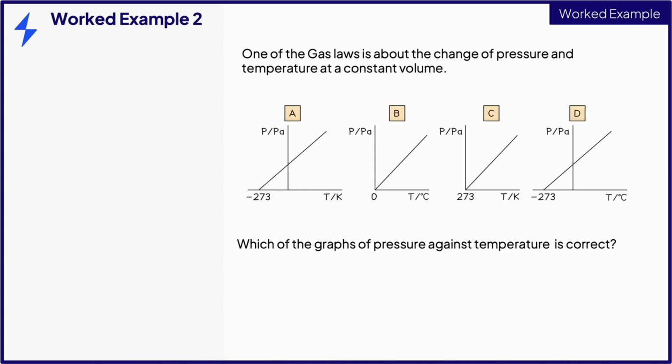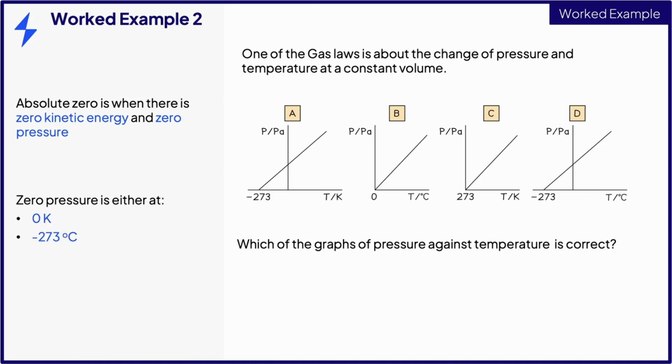Let's try an example with gas laws. From the definition of absolute zero, this is where there is zero pressure. This is either at 0 Kelvin or minus 273 degrees C. In A, zero pressure is at minus 273 Kelvin and not degrees C, so this is incorrect. In B, the pressure is zero at 0 degrees C. This is not correct, as ice will still have pressure as the molecules are vibrating. This should be 0 Kelvin.